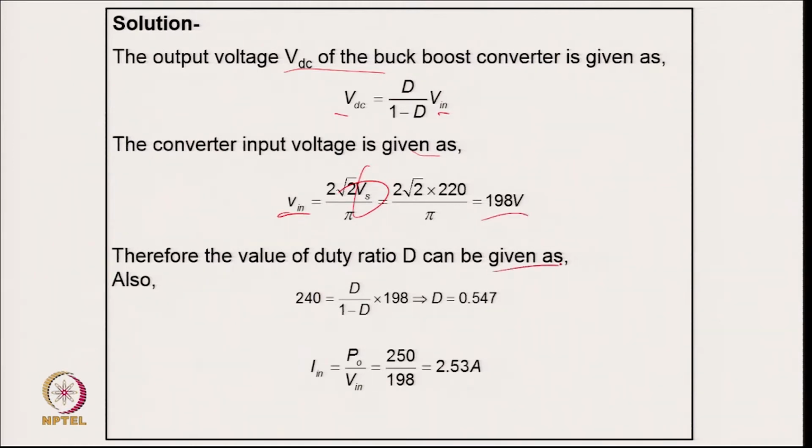Therefore, the value of the duty ratio can be calculated from this relation. Putting in the values we get the duty cycle equal to 0.547, which is above 0.5, meaning there is buck boost operation of this converter for the given condition. We can find the input average current, that is output power divided by the average input voltage after the diode rectifier. Putting in the values it comes to 2.53 ampere.